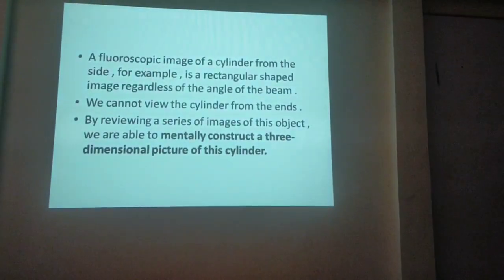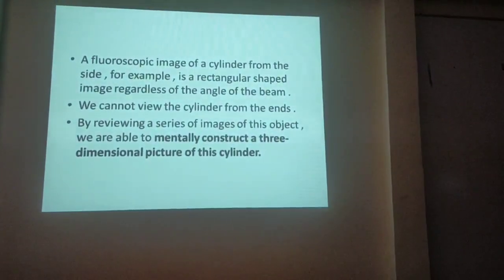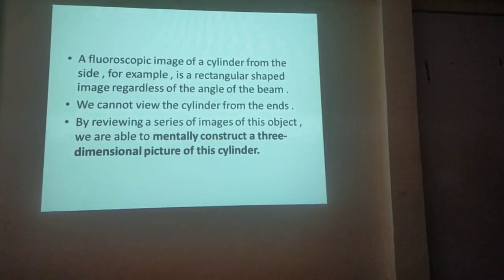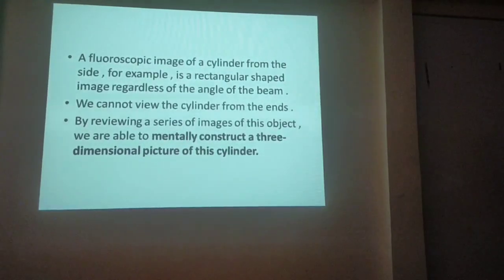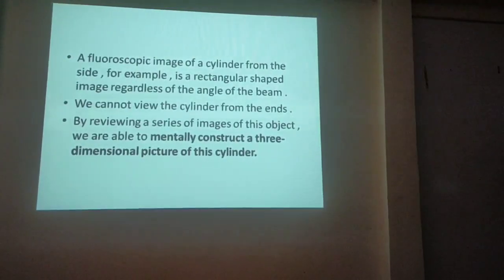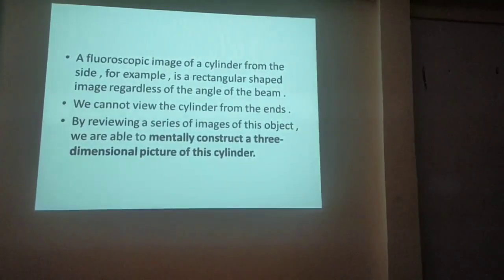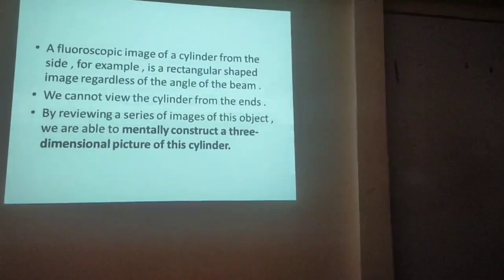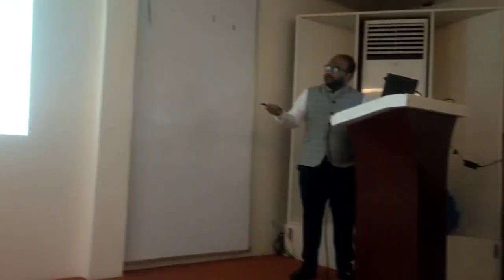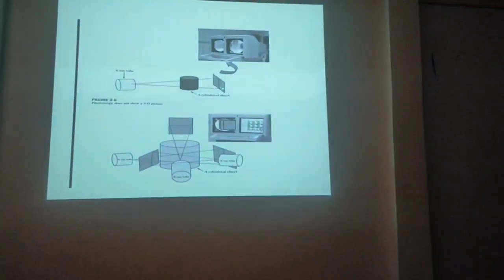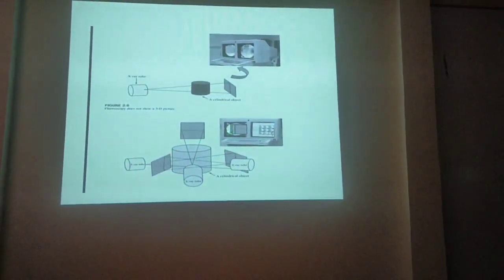For example, if you take an X-ray image of a cylinder, what you see is a rectangular beam on the screen. You can take it from either side, from any angle, and you'll see just a rectangle. So we cannot view the cylinder from its ends. Only by reviewing a series of images of this object can you mentally construct a 3D picture of the cylinder, from up and down and other sides. This is what I mean. You take a cylinder, you take an X-ray shot, and you will only see a rectangle on the screen.